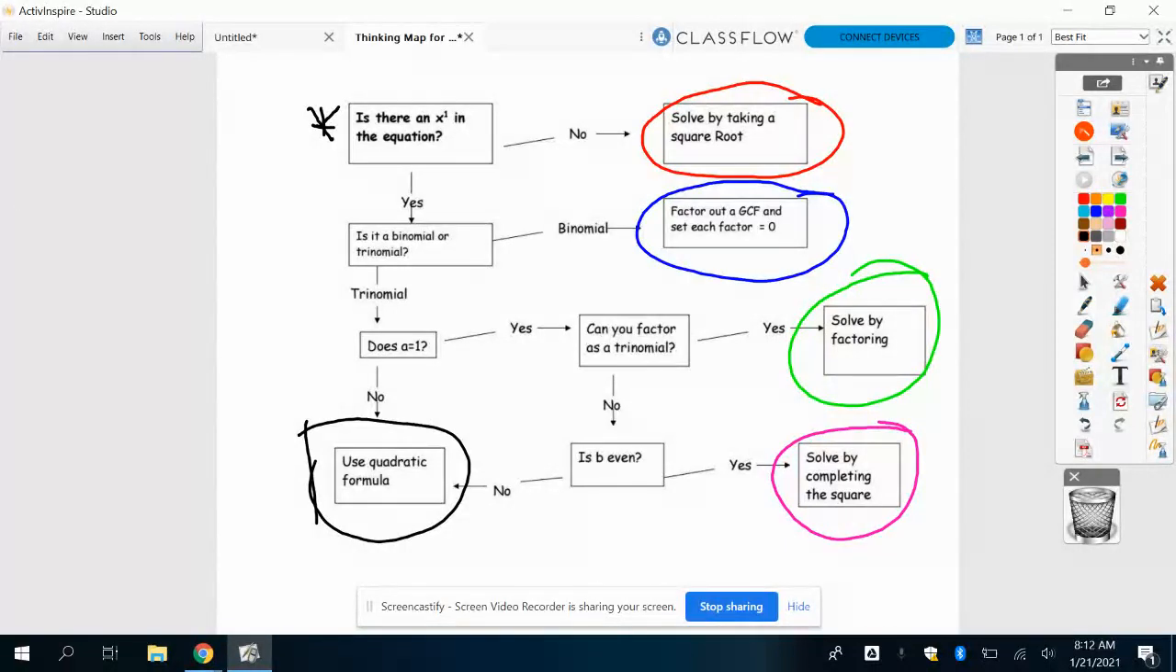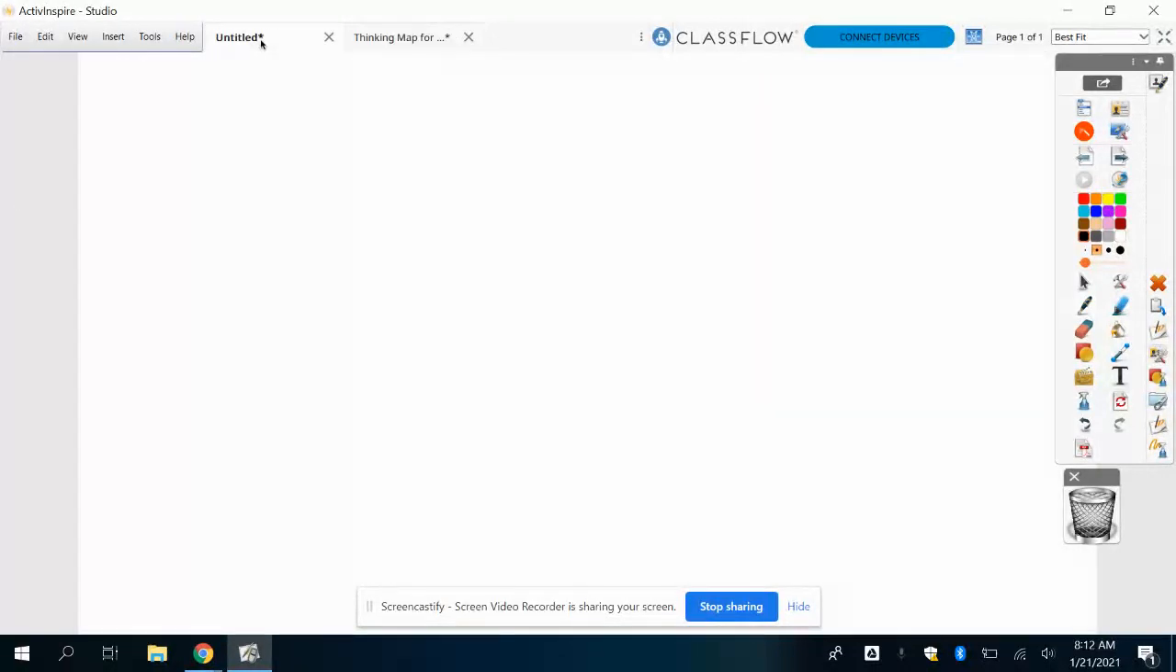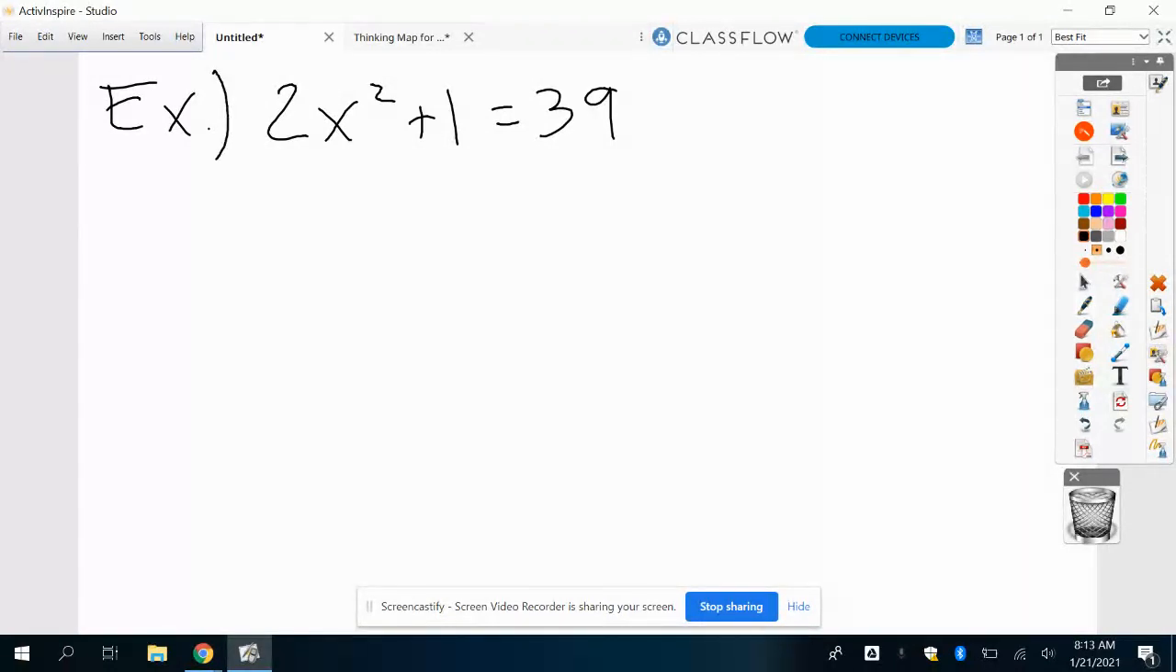So our first example that we're going to look at is the following. We're going to look at how we should solve 2x squared plus 1 equals 39. So we've got this following quadratic. We know it's a quadratic because the highest exponent is a 2. And we want to solve it. So we've got 2x squared plus 1 equals 39.